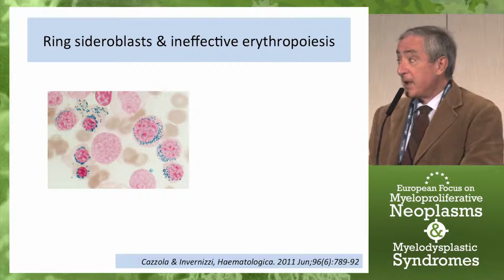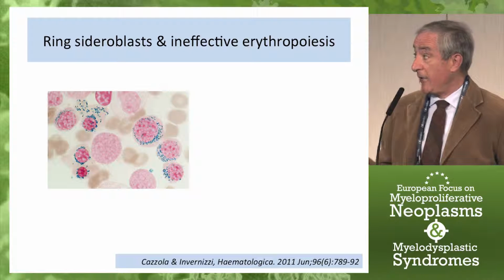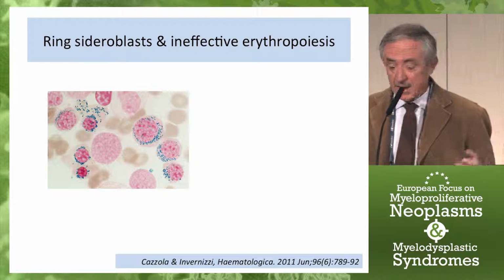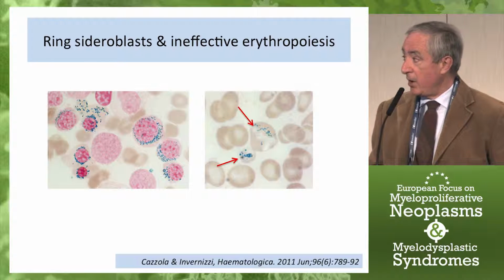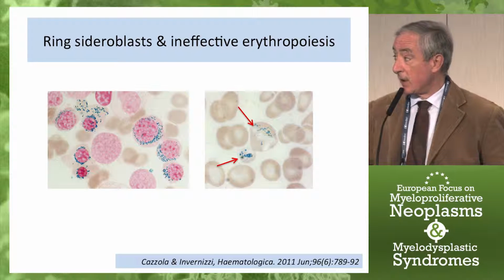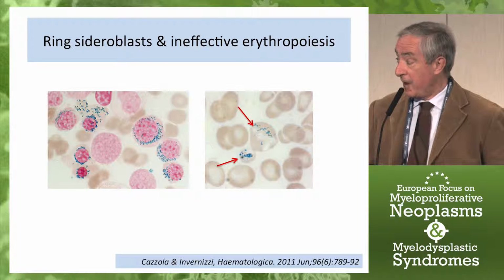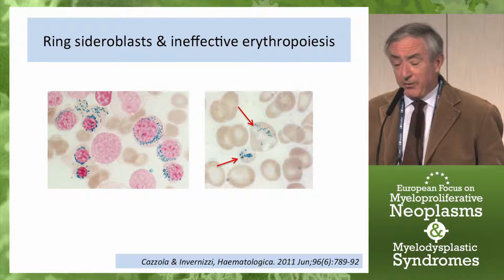Most ring sideroblasts die of excessive apoptosis in the bone marrow, so ineffective erythropoiesis is the mechanism of disease, and only a few of these cells mature to circulating red cells, in this case called siderocytes, because they have the iron-loaded mitochondria for a few days.